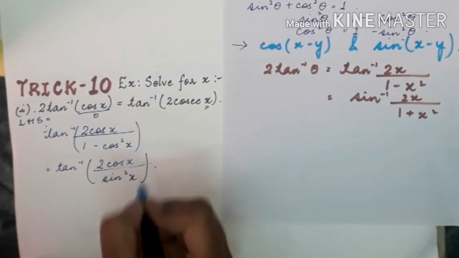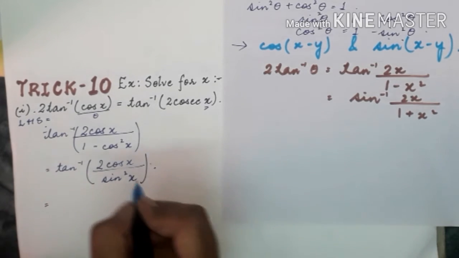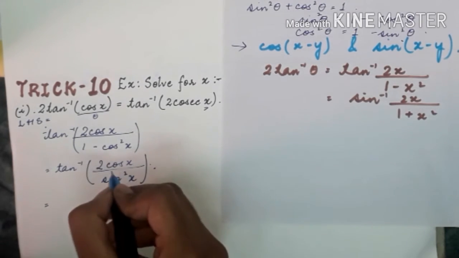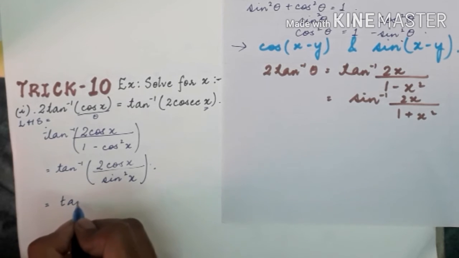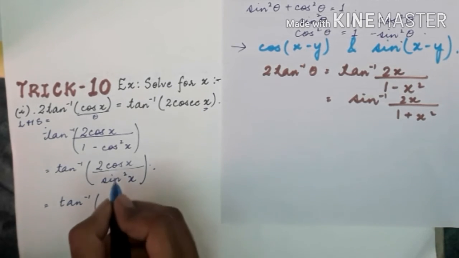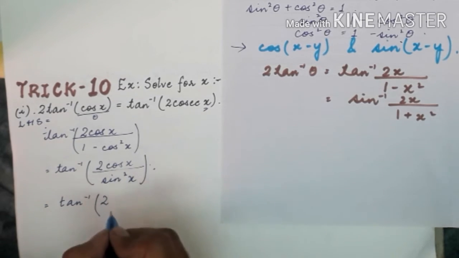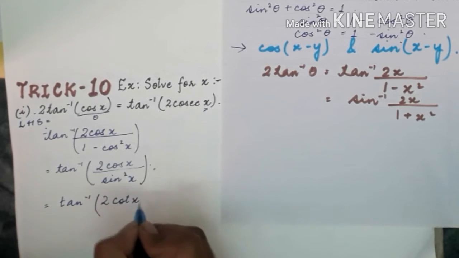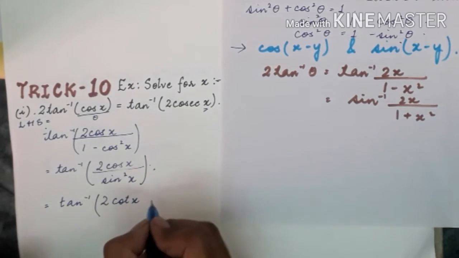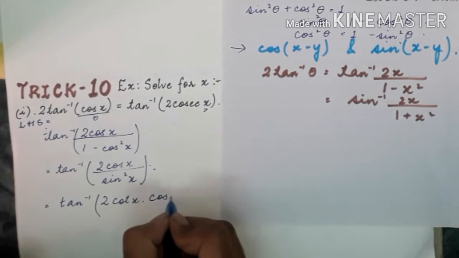In place of this, you can write sin square x, since 1 minus cos square x is equal to sin square x. Now see, cos x upon sin x is cot x, into 1 upon sin x. And 1 upon sin x is cosec x.